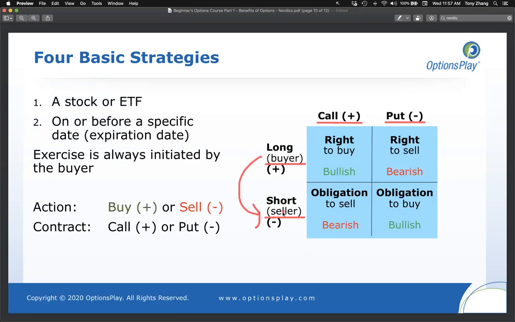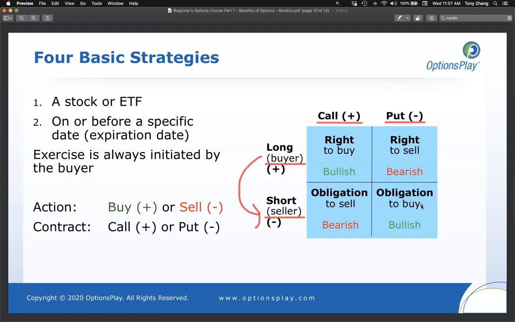The seller of the call, meaning the person who sells the call option to the buyer, has the obligation to sell the stock on or before the expiration date at a specific price, because the buyer has the right to buy, so the seller has the obligation to sell it to them. And the buyer of the put has the right to sell, so the obligation on the put seller is to buy it from the put buyer. So again, this is still very confusing in my opinion, but I want to break down these 4 strategies and hopefully make it a little clearer to you.